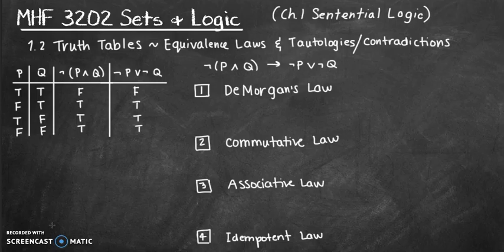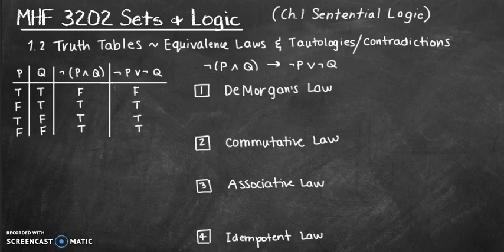Side note, it is very important that you rely on your textbook for formal definitions and these videos for more informal and intuitive explanations. So to start off, notice how these two statements over here are logically equivalent because they have the same end result in the truth tables. So the negation of P and Q is logically equivalent to not P or not Q.